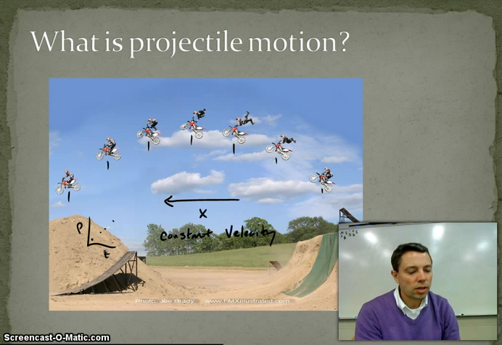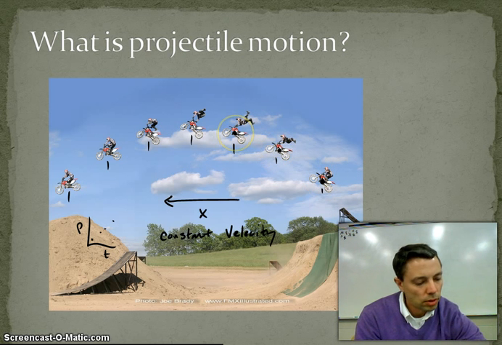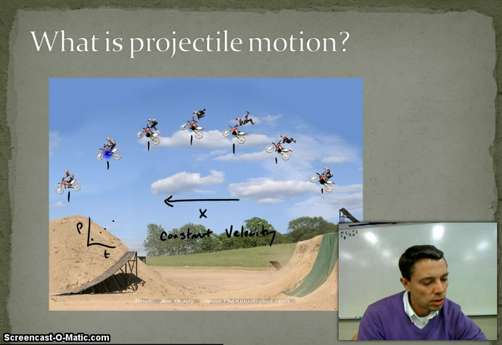Now in the y direction, we see that we have our point here. So I'm going to start picking a point on my motorcycle, and another point on my motorcycle, trying to get the same point on the motorcycle each time.